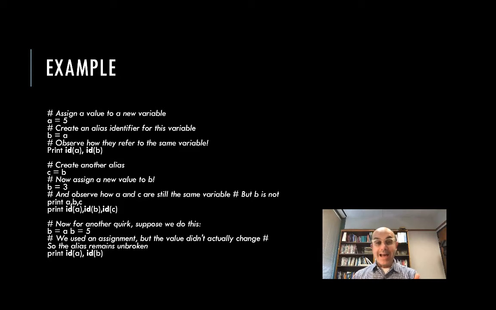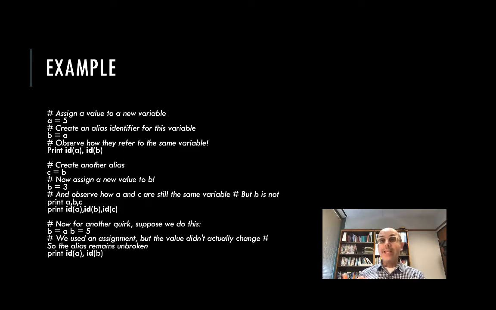So for the aliases, back to the aliases, assign a value to a new variable. In this case, I just decided a is equal to 5, and we are going to create an alias with an identifier when b is equal to a. To observe how they refer to the same variable, we will print id of a and id of b. That will identify what's going on with the aliases.